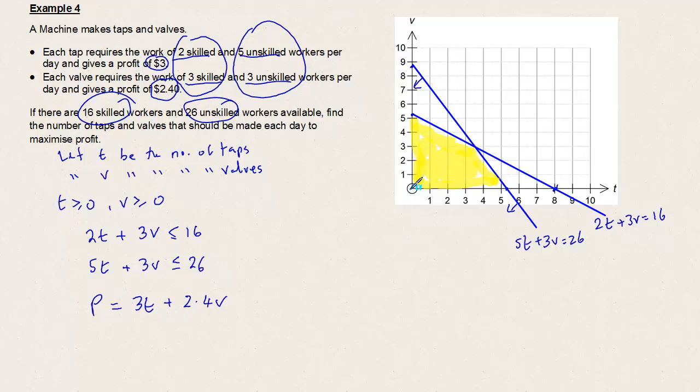Now, a problem is that apart from 0, 0, none of the other vertices are integer valued, and we can't make fractions of taps and valves. This one here we know is at 0, and it was 5 1/3, I believe. And this one here is at 5.20. And for this one here, we'll never be able to read that from a graph.